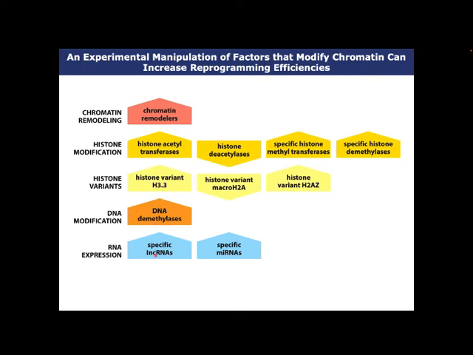And the expression of specific long non-coding RNAs or microRNAs also boosts the efficiency of the reprogramming. So there are a lot of applications of changing the epigenetic status in somatic cells to increase the efficiency of the reprogramming.